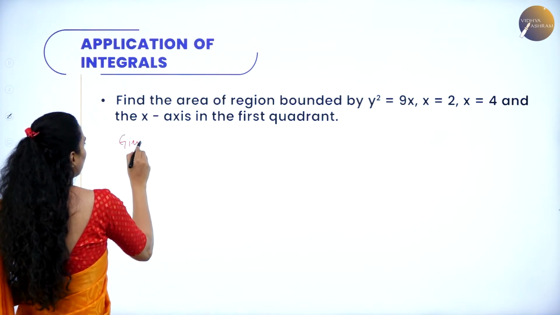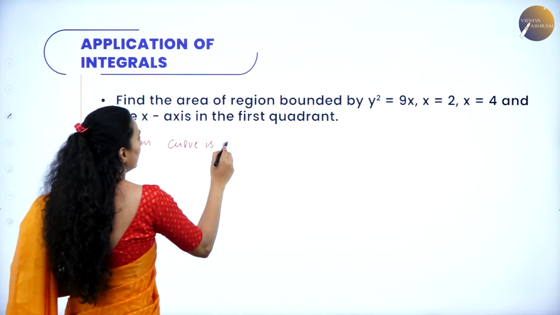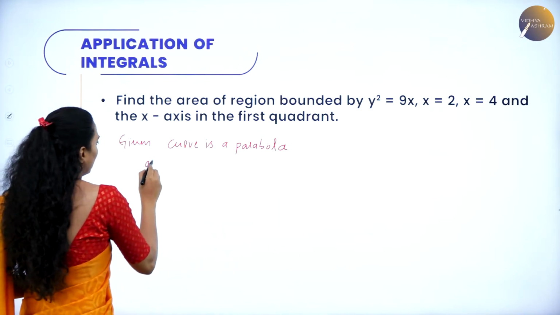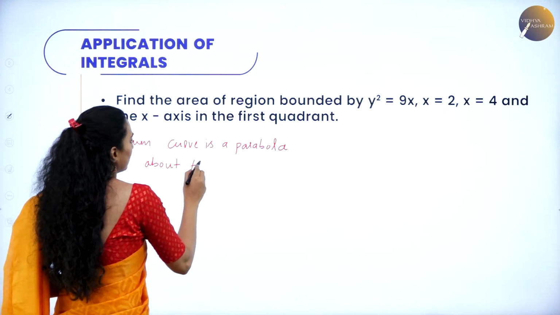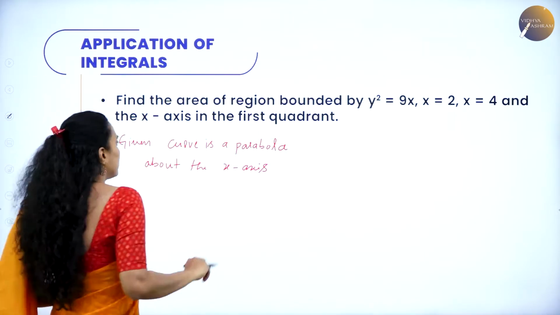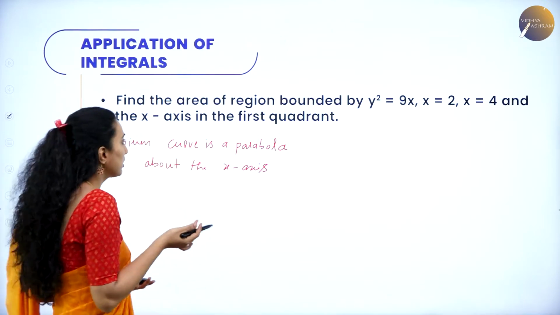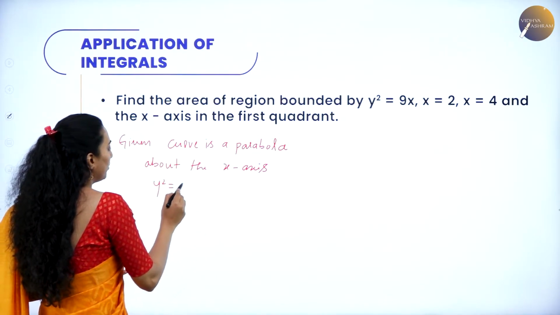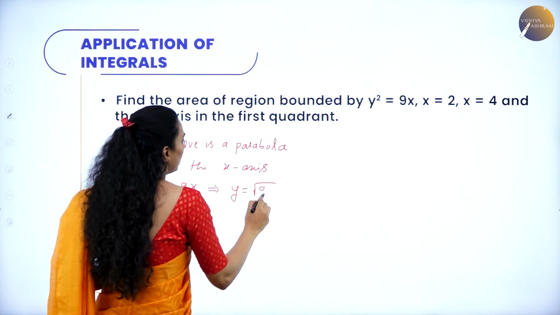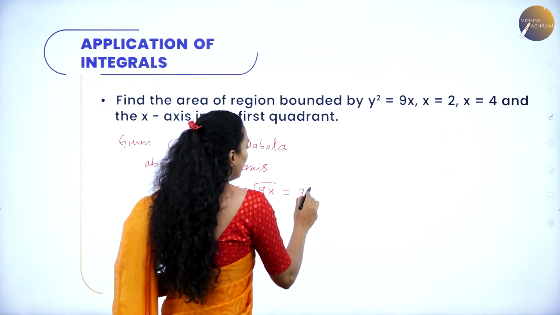Given curve is a parabola about the x-axis, right? Because y squared is equal to 4ax. So given is a parabola about the x-axis, which is the positive x-axis. So the given curve is what? y squared is equal to 9x. If you convert, y will be equal to under the root 9x. So under the root 9 is nothing but 3. So you can have 3 root x.